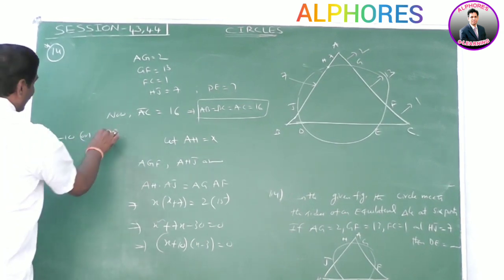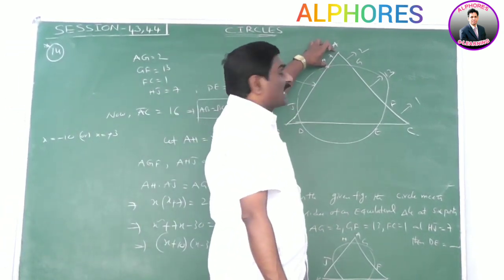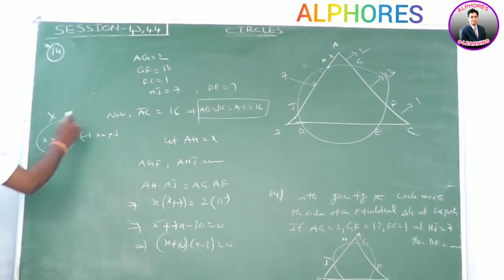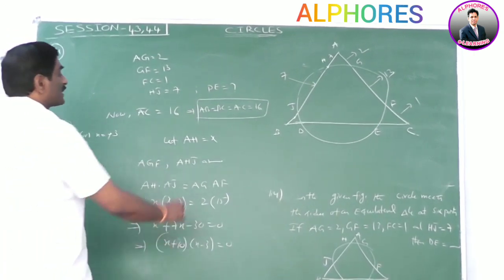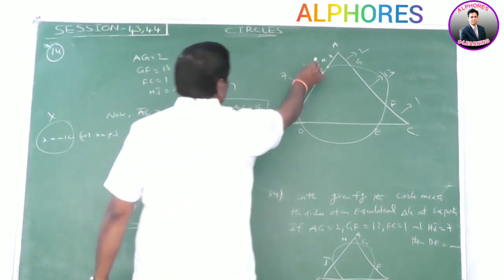Here x is one of the side lengths of the triangle. Length can never be negative. That means x is equal to minus 10, delete this value. Therefore the x value is 3. That means AH is equal to x, which is equal to 3. This is the value 3.